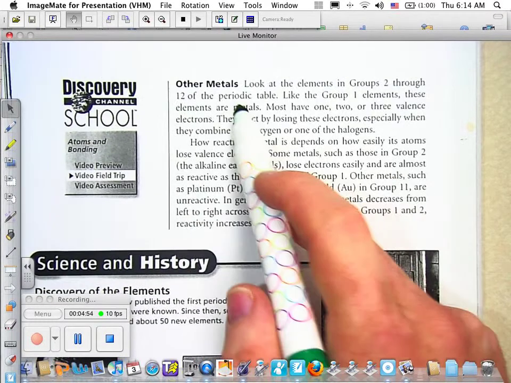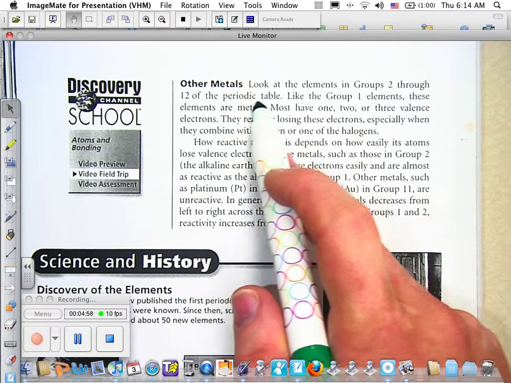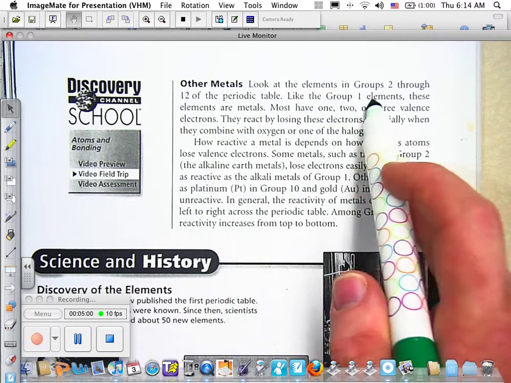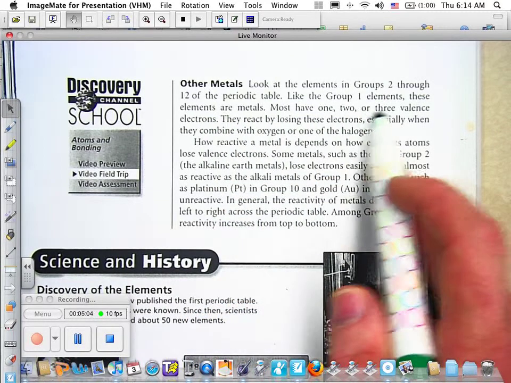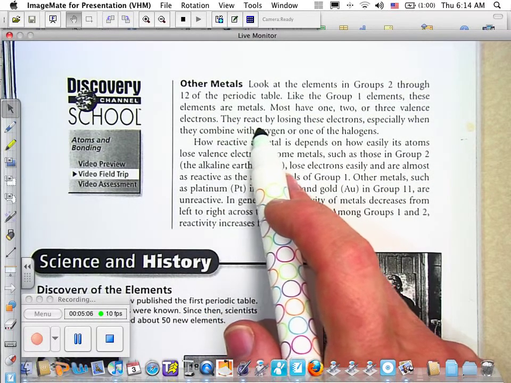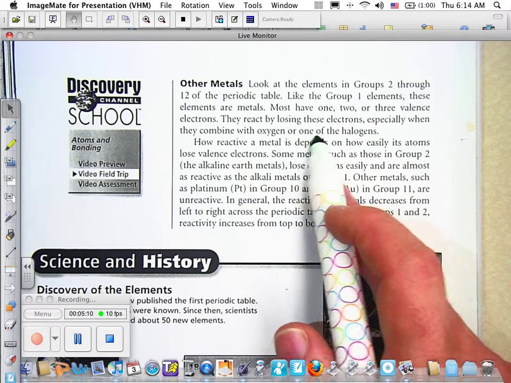Other metals. Look at the elements in group 2 through group 12 of the periodic table. Like the group 1 elements, these elements are metals. Most have 1, 2, or 3 valence electrons. They react by losing these electrons, especially when they combine with oxygen and other halogens.